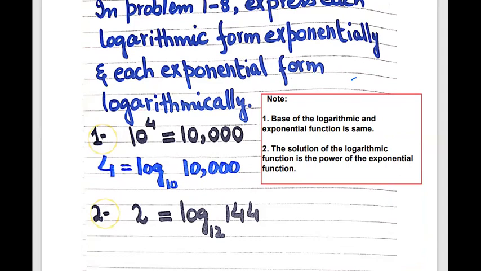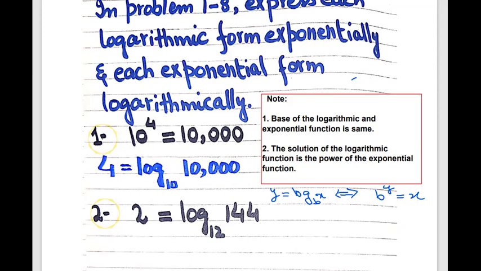For example, we have a logarithmic form y equal to log base b of x, and we want to convert this into exponential form. The base would be the same, and the solution of the logarithmic function is the power of the exponential function. So the power y is placed over here, and the remaining term is placed here. So this is the exponential form. Now we solve some examples related to it.